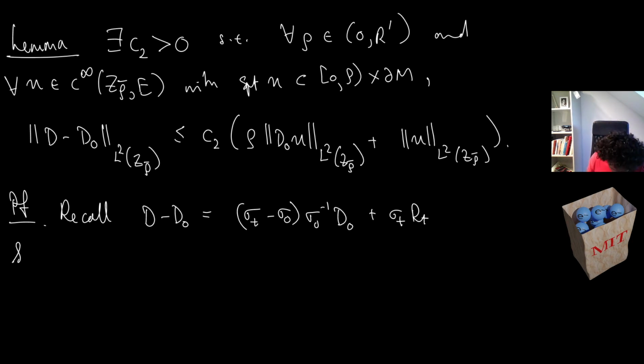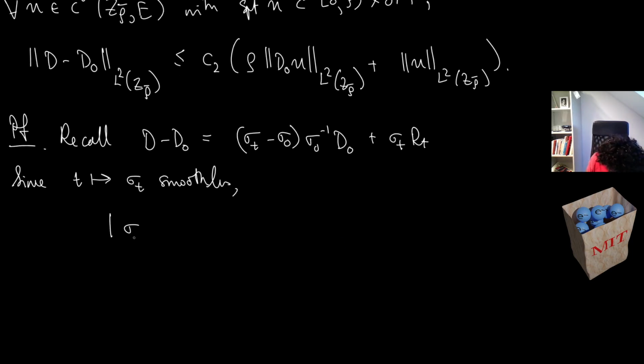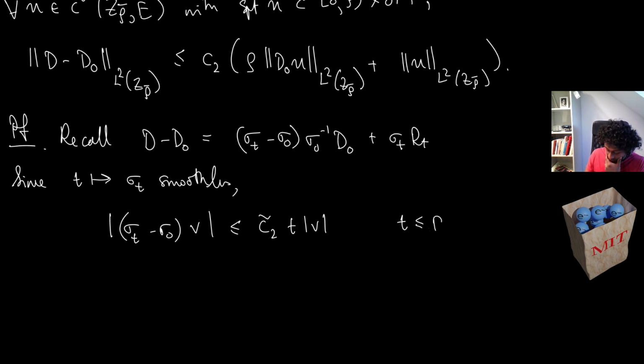Since t maps to sigma t smoothly, since this is a smooth map, we have the Lipschitz estimate. So we have a Lipschitz estimate: the norm of sigma t minus sigma naught applied to v is bounded by C2 tilde times t times the norm of v, whenever t is less than or equal to R prime.